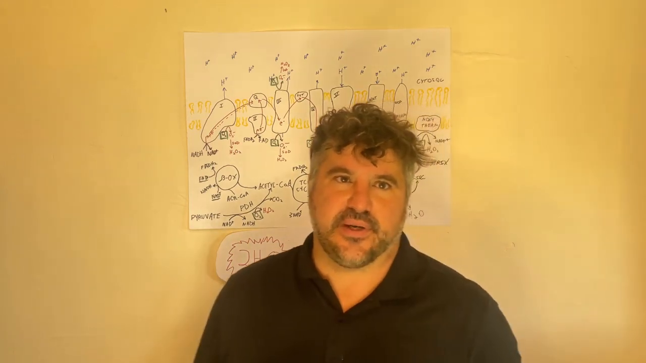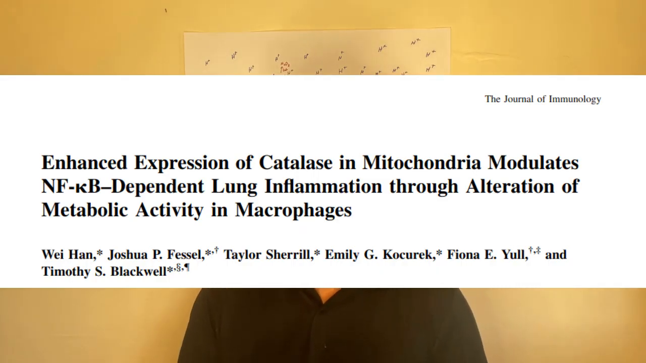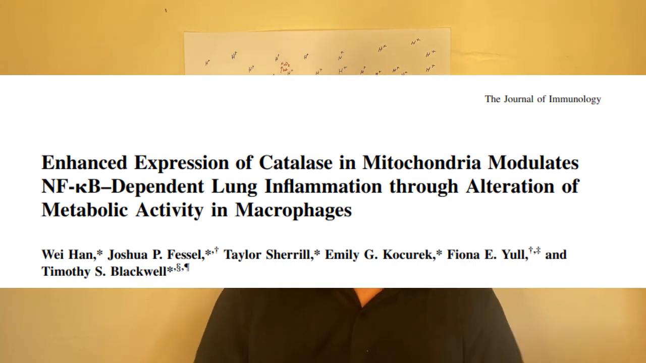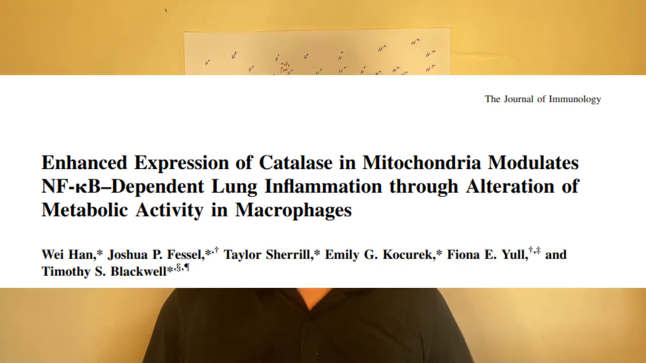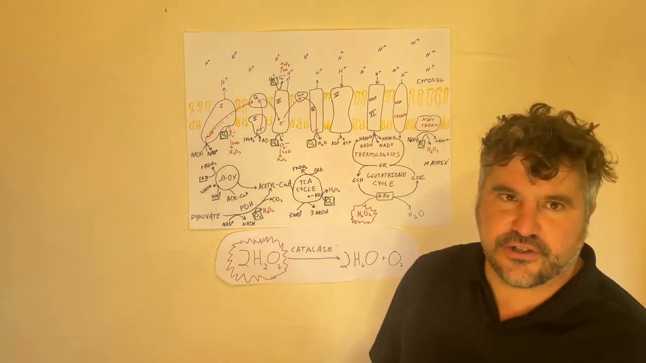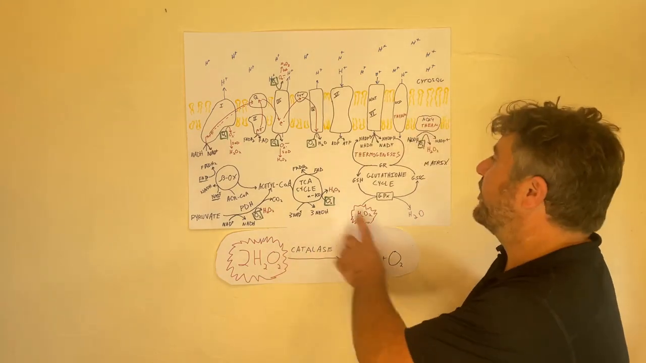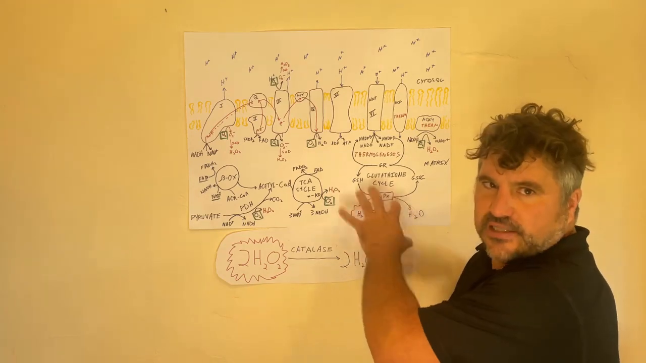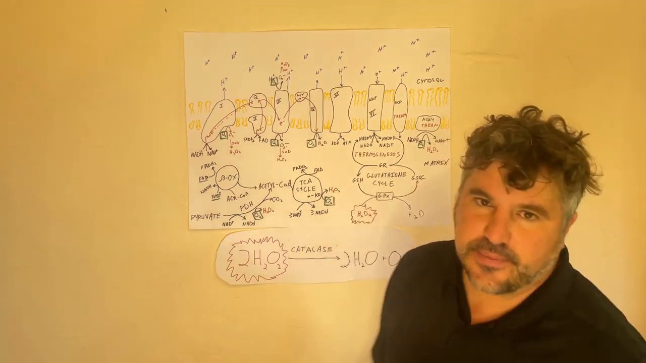And I found a very interesting paper. This paper is called Enhanced Expression of Catalase in Mitochondria Modulates NF-kappa beta Dependent Lung Inflammation Through Alteration of Metabolic Activity in Macrophages. In this experiment, they took mice and overexpressed the enzyme Catalase in the mitochondria of those mice. So now we're shifting the balance of detoxification of hydrogen peroxide. Instead of it all going through glutathione or thioredoxin, which acts much like glutathione, a lot of it is being eliminated by Catalase.